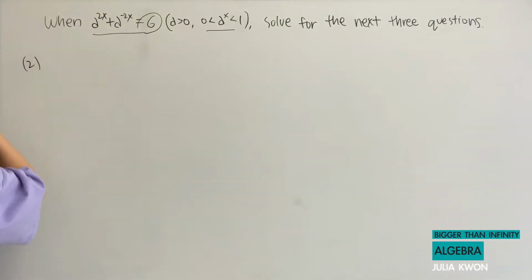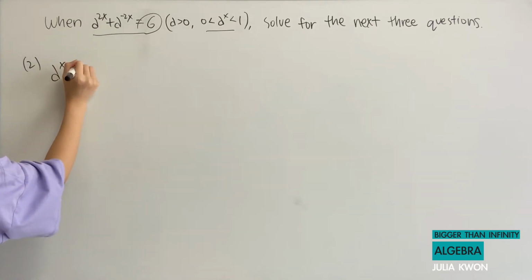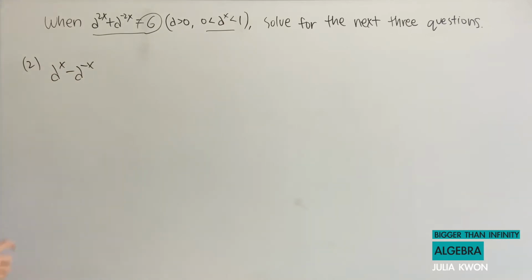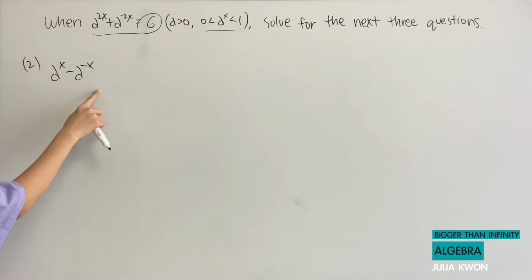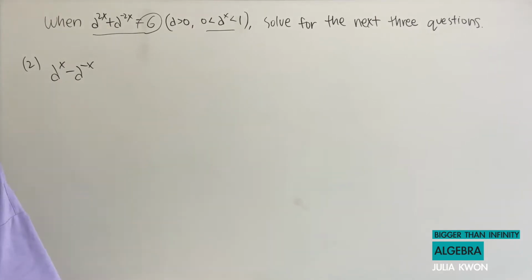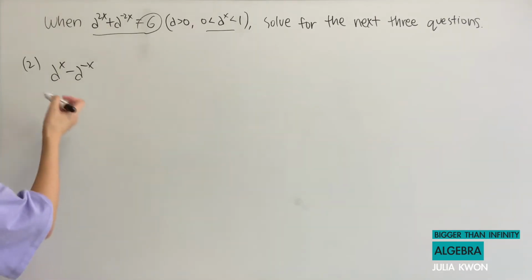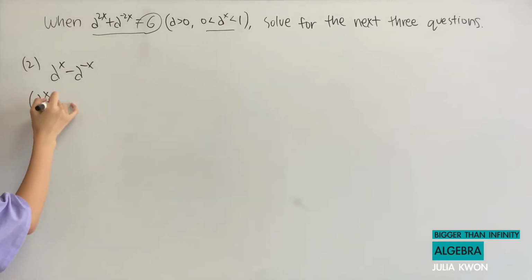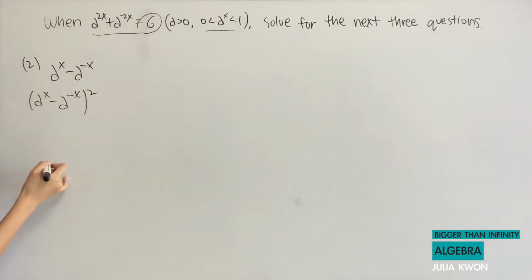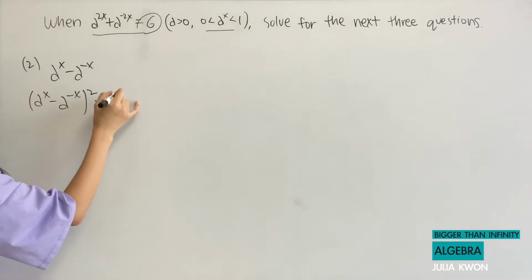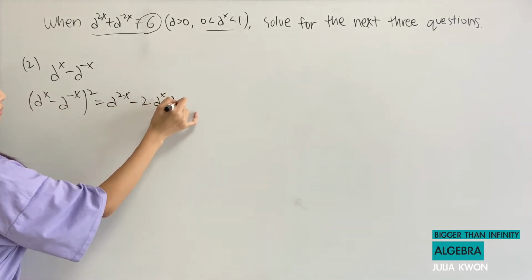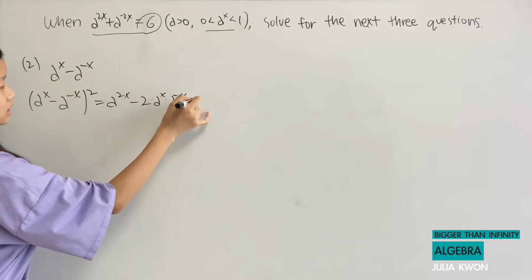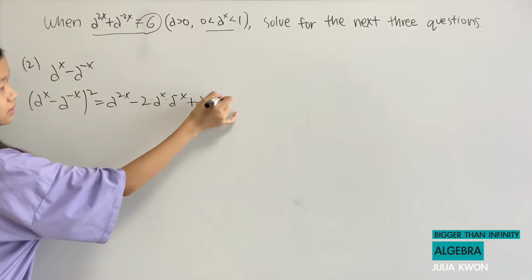For question number 2, we're going to be solving for a to the power of x minus a to the power of negative x. And you know what, I'm just going to solve for this and then write question number 3. To solve for this, we're going to do what we did for question number 1. We're going to square this to solve for it. If we square it, then we get a to the power of 2x minus 2 times a to the power of x times a to the power of negative x plus a to the power of negative 2x.